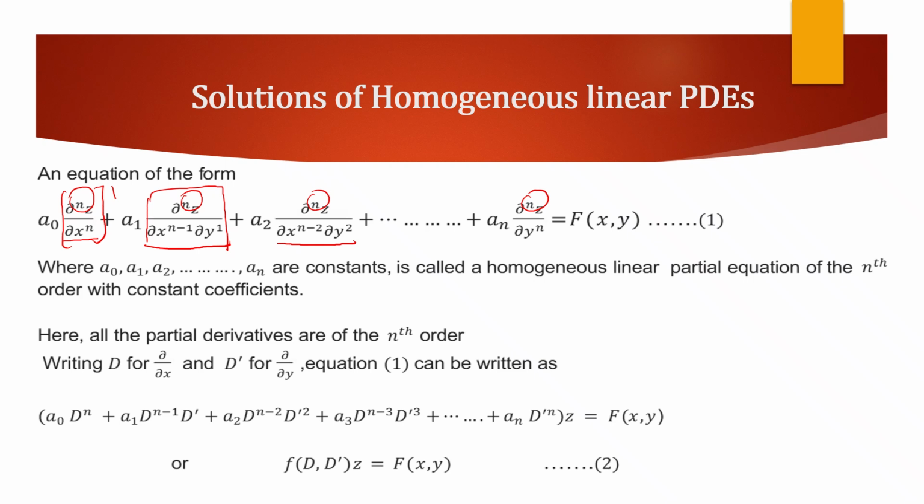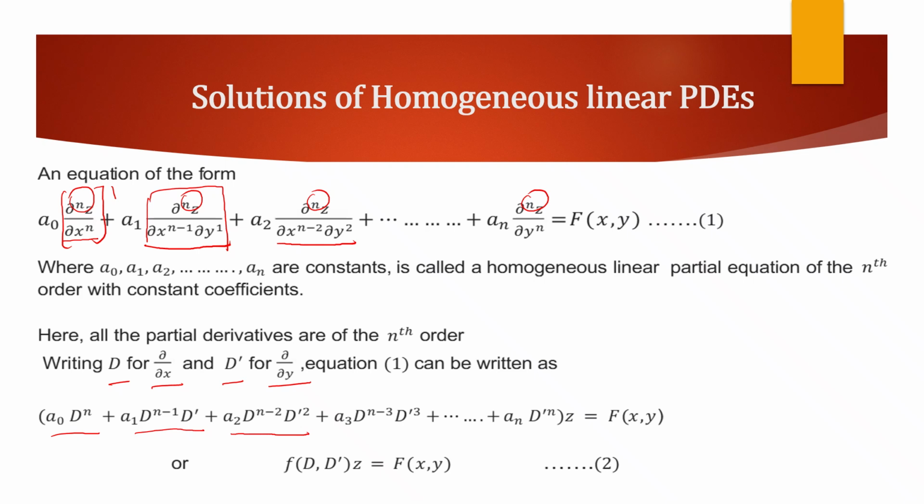Here we can take ∂/∂x as capital D and ∂/∂y as D dash. Then we can rewrite this equation in this form: A0 Dⁿ plus A1 Dⁿ⁻¹ D' plus A2 Dⁿ⁻² D'² plus and so on plus An D'ⁿ into z is equal to f(x, y). Further it can be simplified like this.